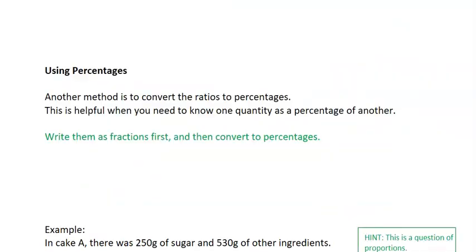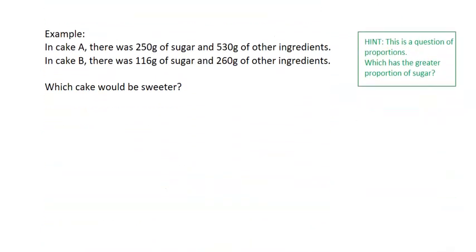Looking at using percentages now. Another method to convert ratios is to percentages. This is helpful when you need to know one quantity as a percentage of another. So here's the method. Write them as fractions first and then convert to percentages. Let me show you an example.